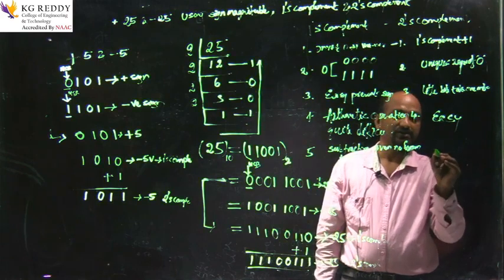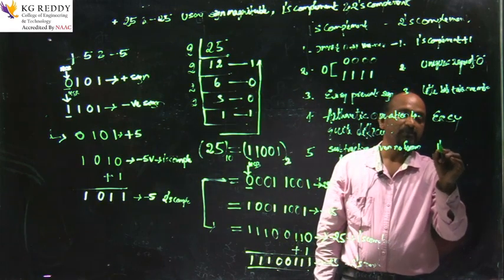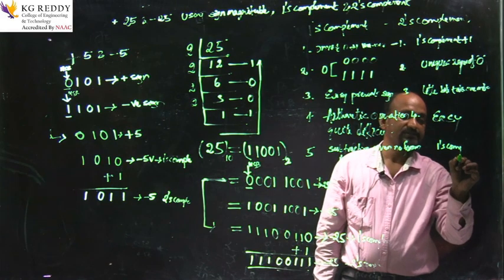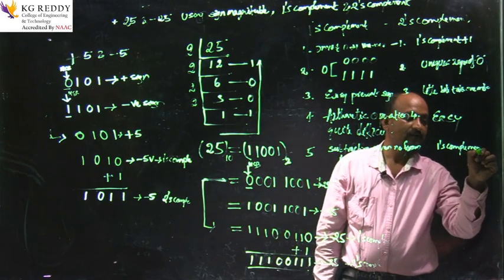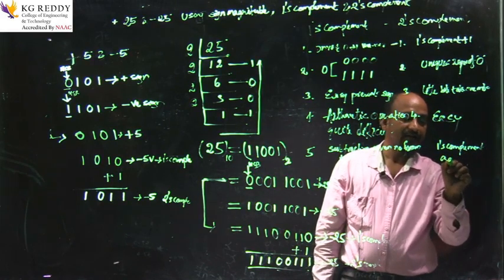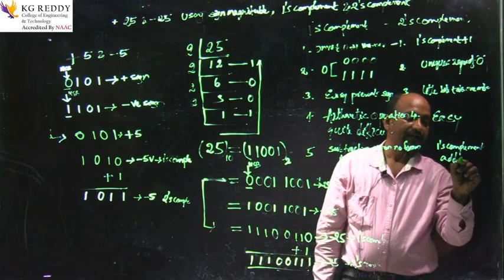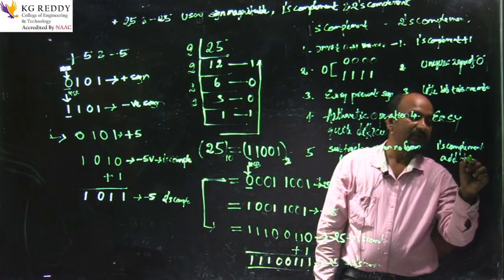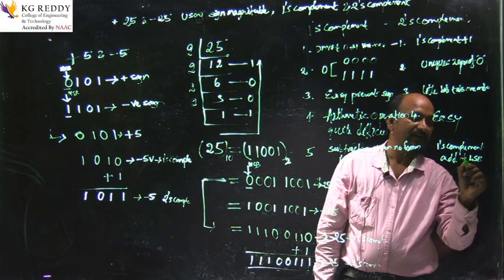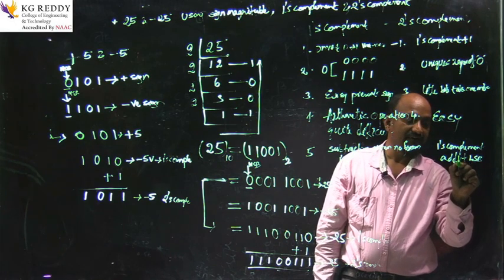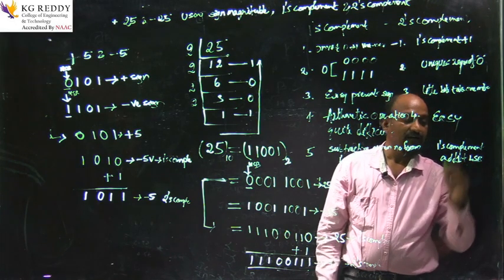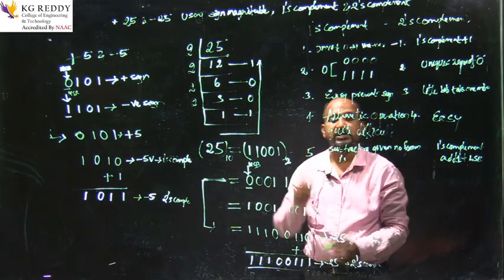1 addition. Like we can call, 1's complement add 1 at the LSB bit. Add 1 at the LSB bit is the 2's complement form.